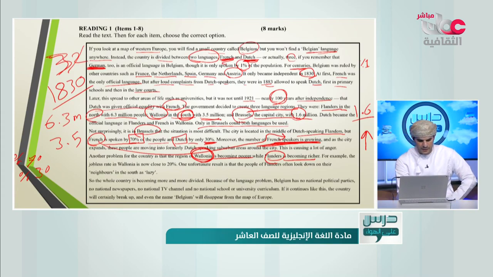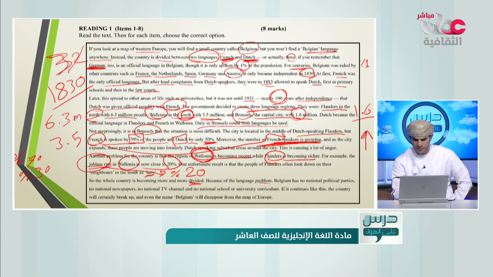For example, the jobless rate in Wallonia is now close to 20%. One unfortunate result is that the people of Flanders often look down on their neighbors in the south as lazy. So the whole country is becoming more and more divided.